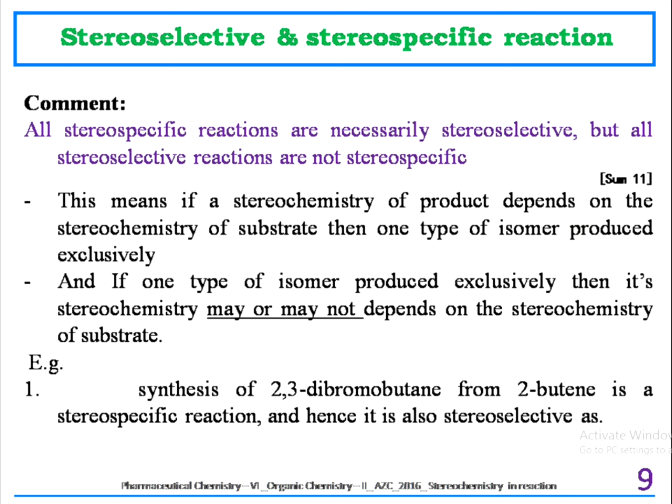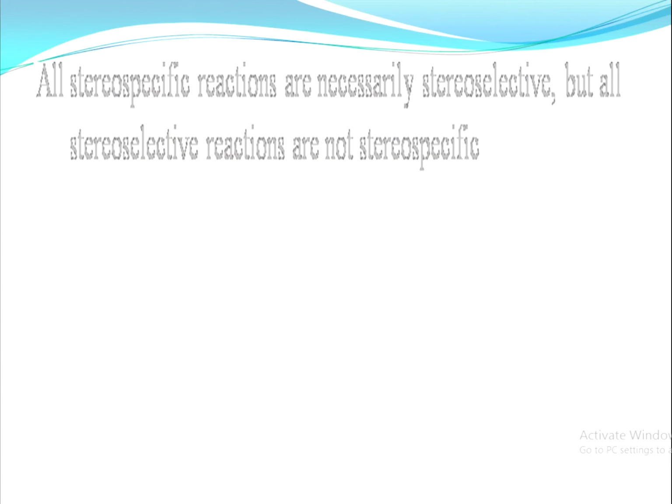So all stereospecific reactions are stereoselective, but all stereoselective reactions are not stereospecific. So that means we can say that the stereochemistry of the product depends upon the stereochemistry of the substrate. So here only one type of isomer is produced. Sometimes if any type of isomer is produced, then its stereochemistry may depend upon the stereochemistry of the substrate. Example, this one, synthesis of 2,3-dibromobutane from 2-butene. It is a stereospecific reaction. Hence, it is also stereoselective. So again, I am repeating the same thing, that is all stereospecific reactions are stereoselective, but all stereoselective reactions are not stereospecific.